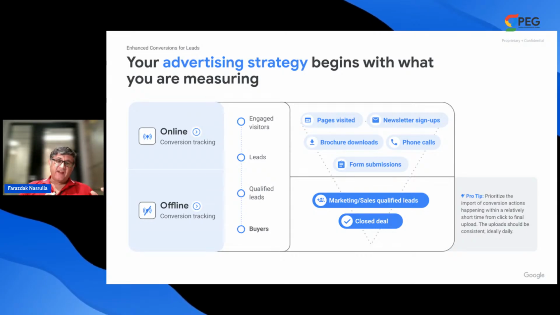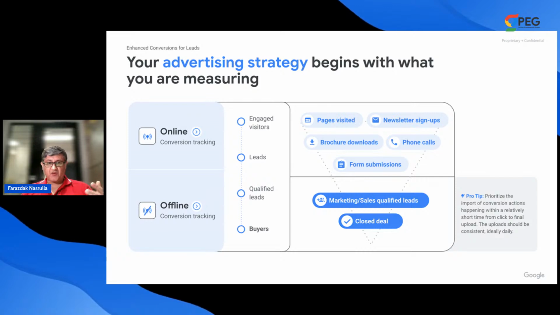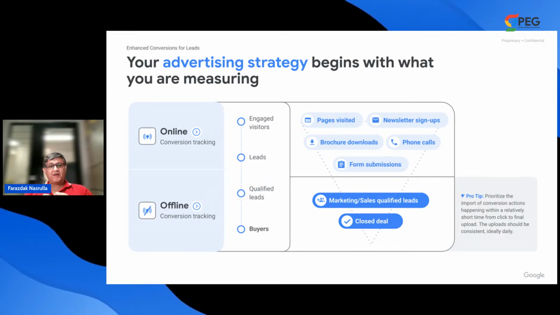Now, when you're looking at offline conversion tracking, okay, now this is something which is not happening online. It's basically in the store. So you're going to look at qualified leads, you're going to look at buyers. When you're looking at qualified leads, you're looking at marketing or sales qualified leads, you're looking at closed deal.